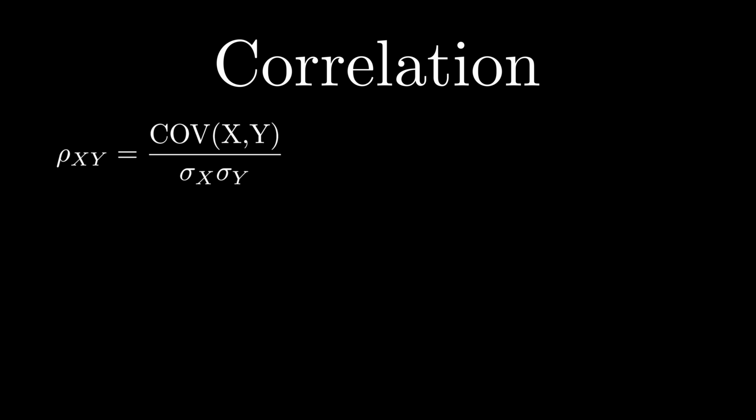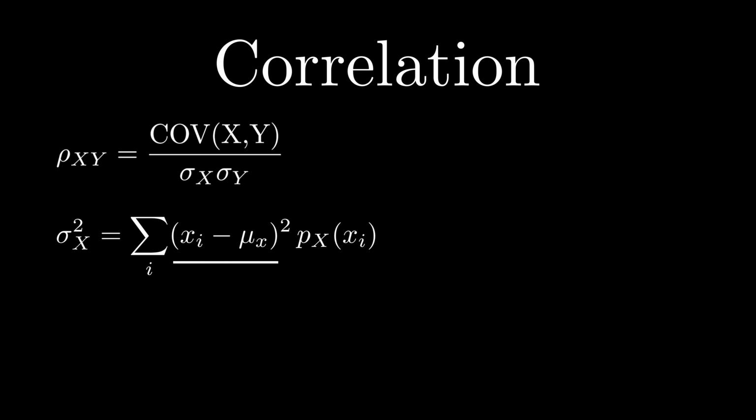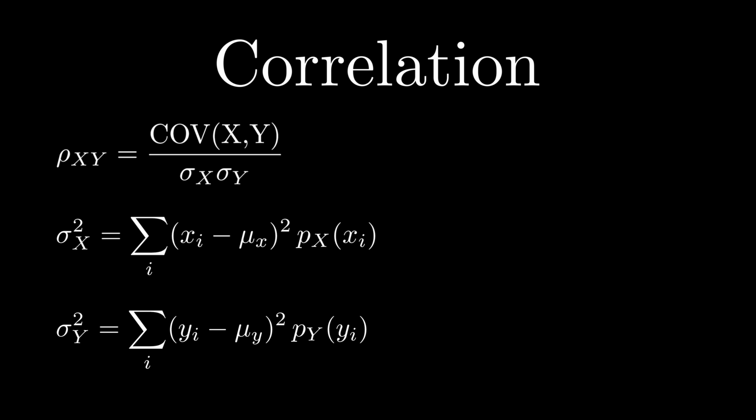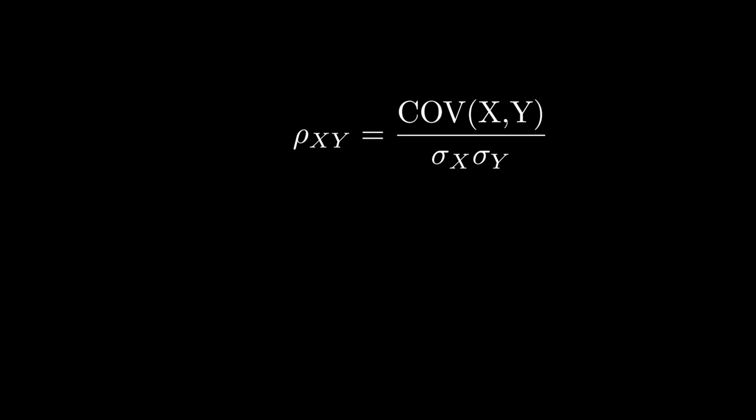It's defined as the ratio of covariance to the product of the standard deviations of X and Y. We usually denote these standard deviations as sigma X and sigma Y, which are the square roots of how much each variable deviates from its mean squared, weighted by the probabilities of each outcome. By normalizing covariance with the product of these standard deviations, we actually achieve three things.